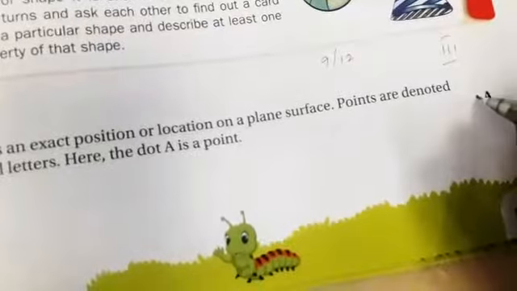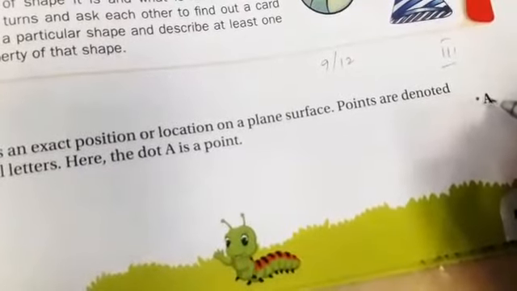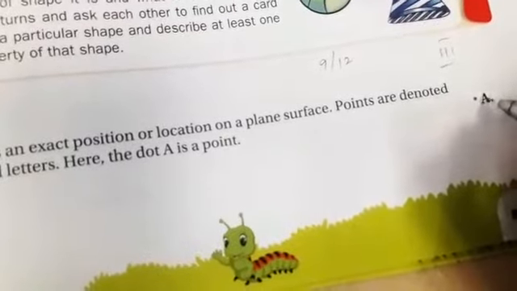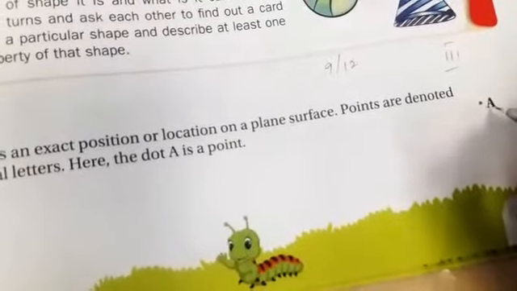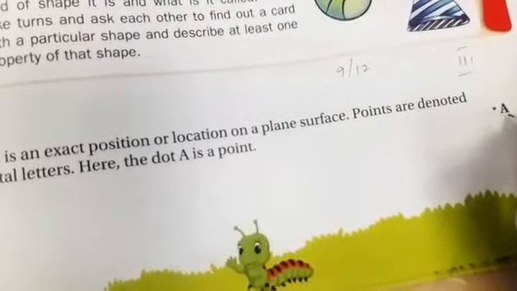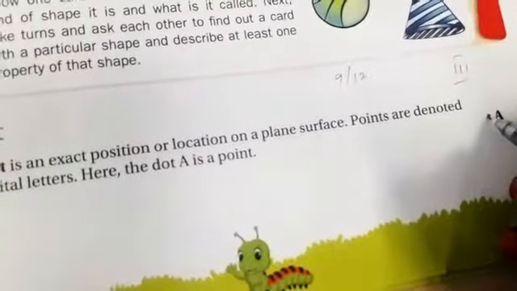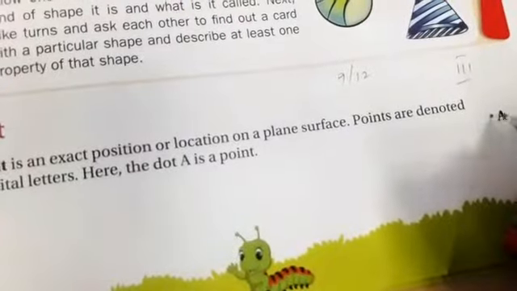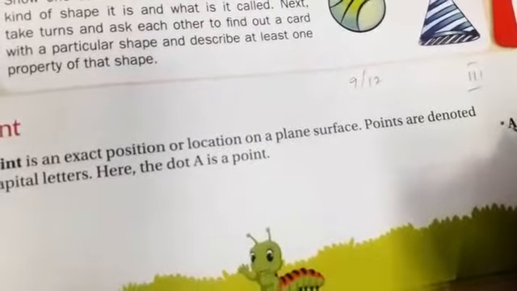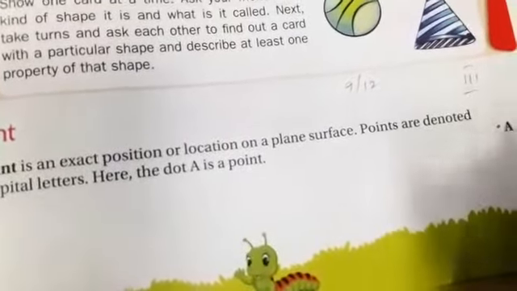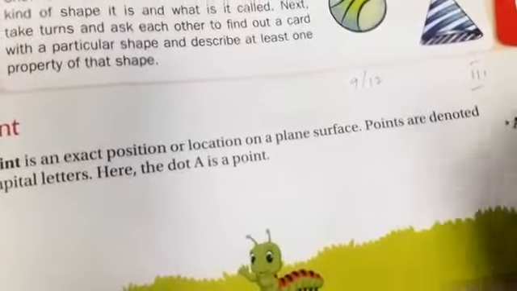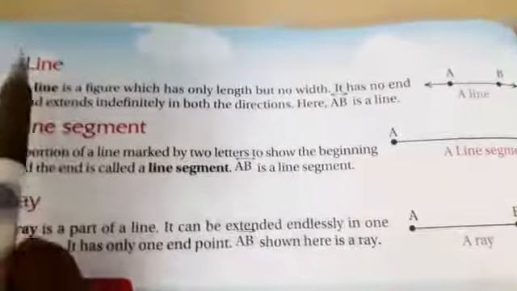Here look at point. A dot will be there. Here the point is denoted only by a capital letter, A or B. Any letter you can use. Here the dot A is a point. Therefore, a point means an exact position.